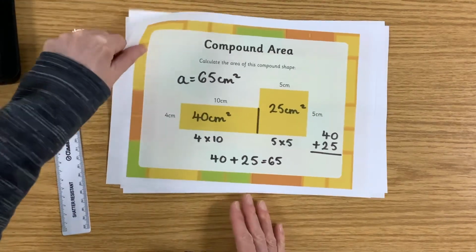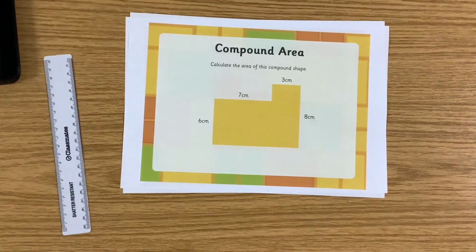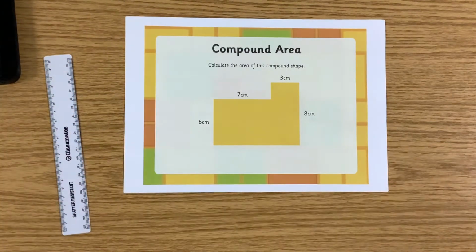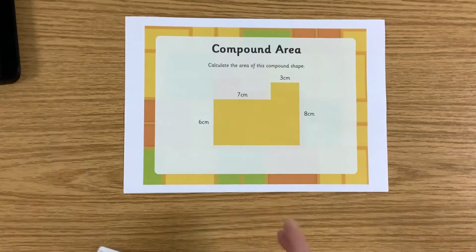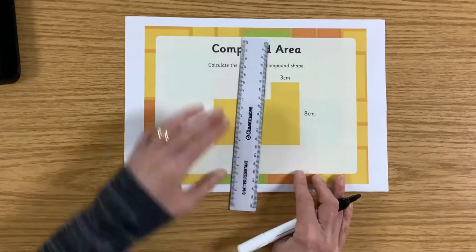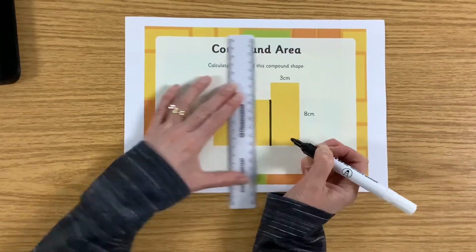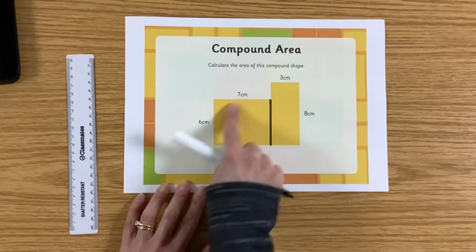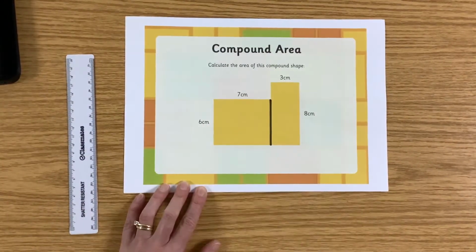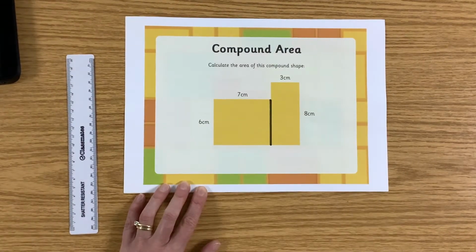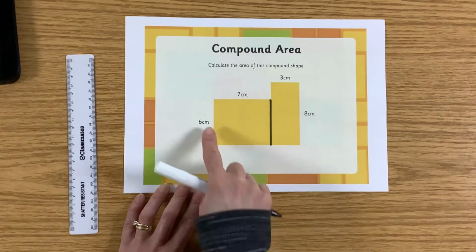Let's have a look at another one. So let's take these two rectangles, in fact, that have been pushed together to make this compound shape. Can we find out the area of this one? So again, I'm going to take my ruler and I'm going to split my shape into two sections. So I've got a rectangle here that's 6 centimetres by 7 centimetres, and I've got another rectangle that's 3 centimetres by 8 centimetres. So let's start with this one.